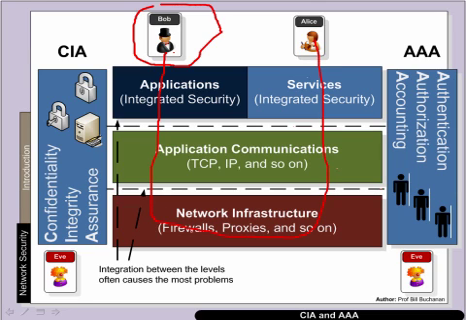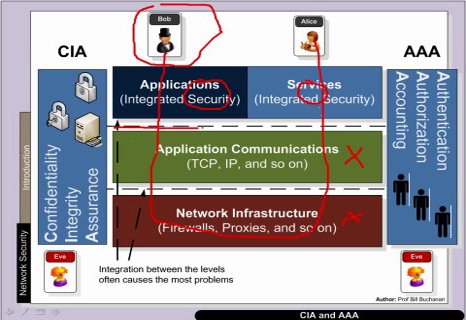So in this case we might have firewalls and proxies at a network infrastructure. We might have some application protocols such as HTTP, TCP, IP and so on. And we obviously have our applications which sit on top of these application protocols, and increasingly we have our services.